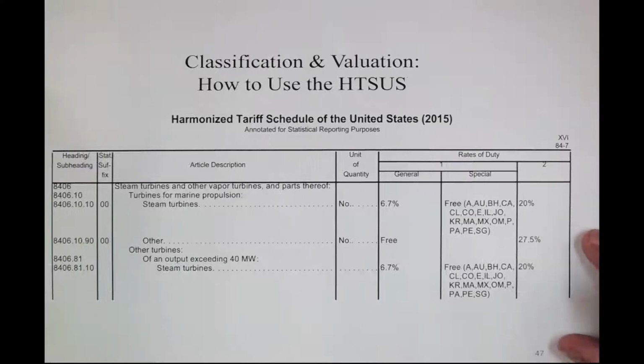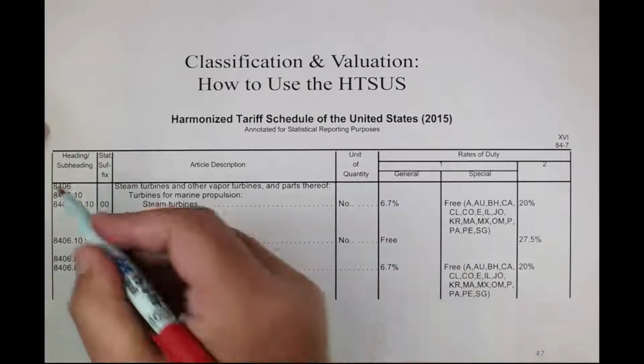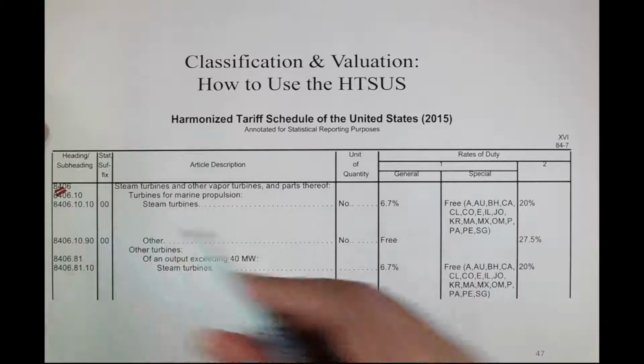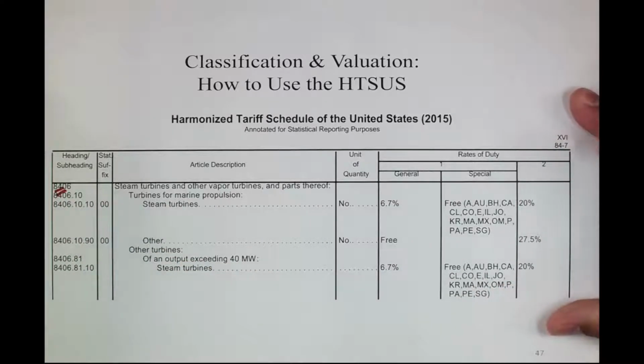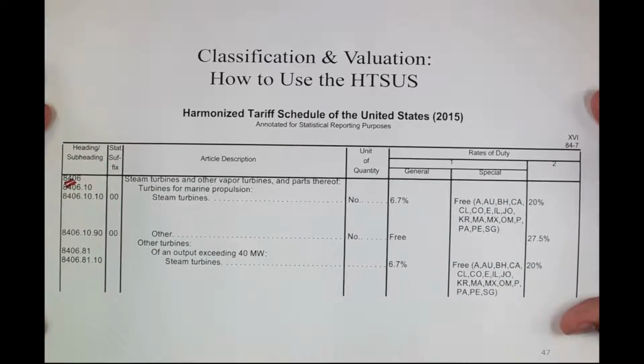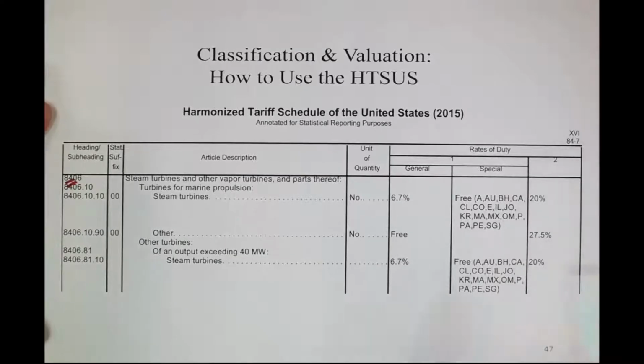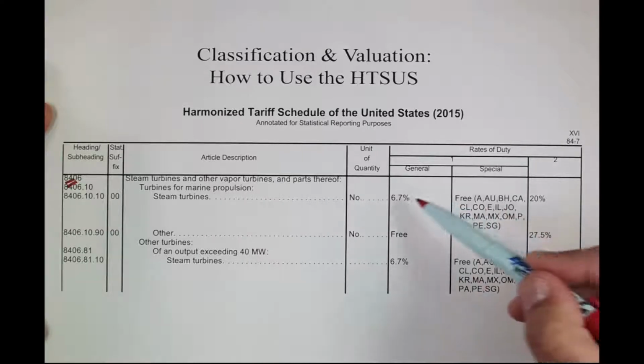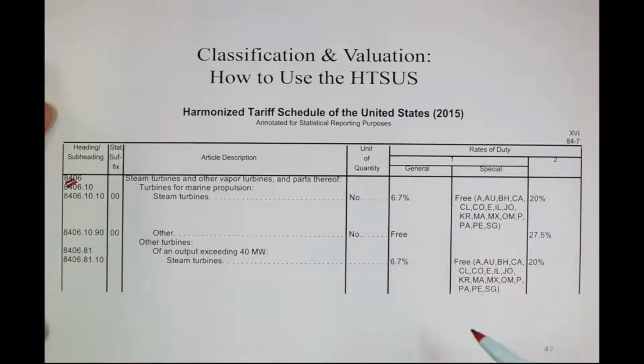Let's change chapters. We're now in chapter 84 with an entirely different product and description. The good news is that the nomenclature, the layout of every page, as you see, is the same. The content is going to be different because the product is different. The customs duties are also going to be different.